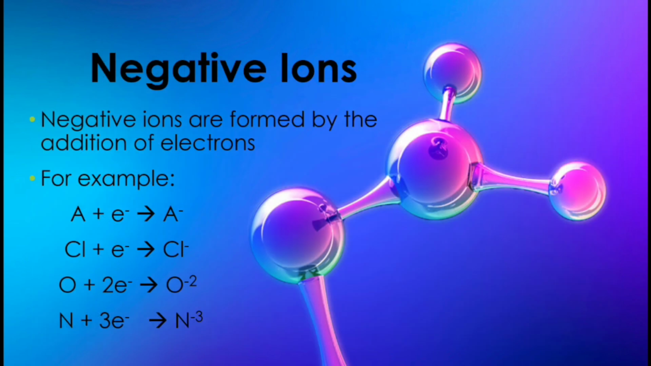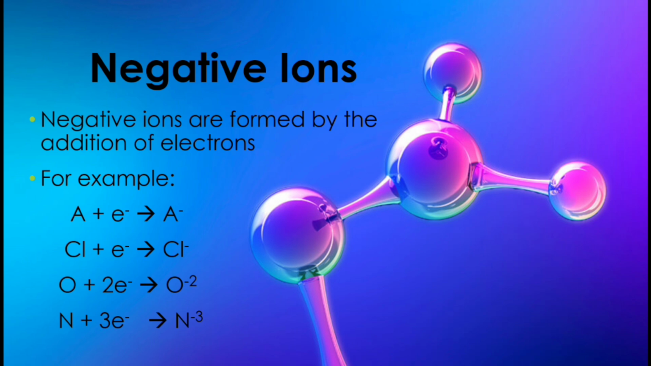Now let's talk about negative ions. Negative ions are formed by the addition of electrons. It is totally opposite to positive ions. Positive ions are formed by the removal of electrons, but negative ions are formed by the addition of electrons. Suppose we have an element A. When it gains one electron, it will get a negative charge. So let's talk about chlorine. Chlorine is an atom, but when a chlorine atom gains one electron, it will get a -1 charge, and the name of the ion is chloride ion.